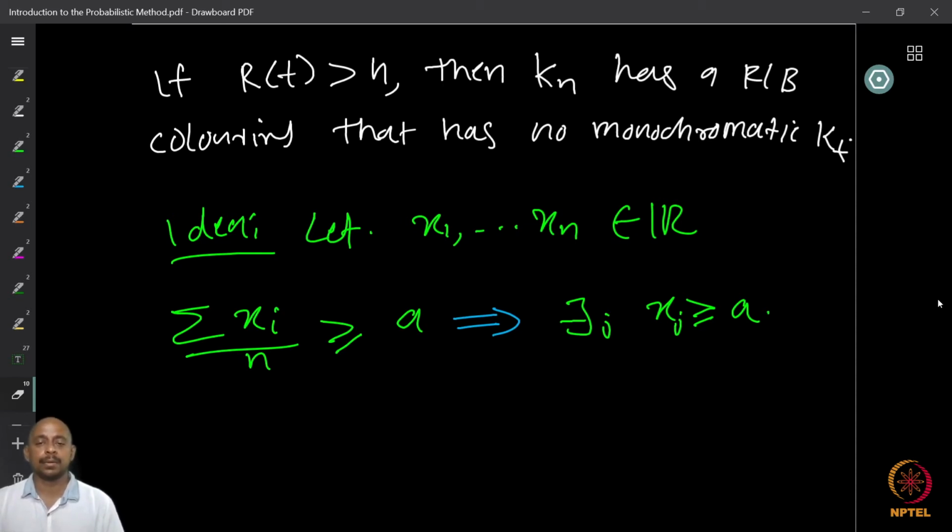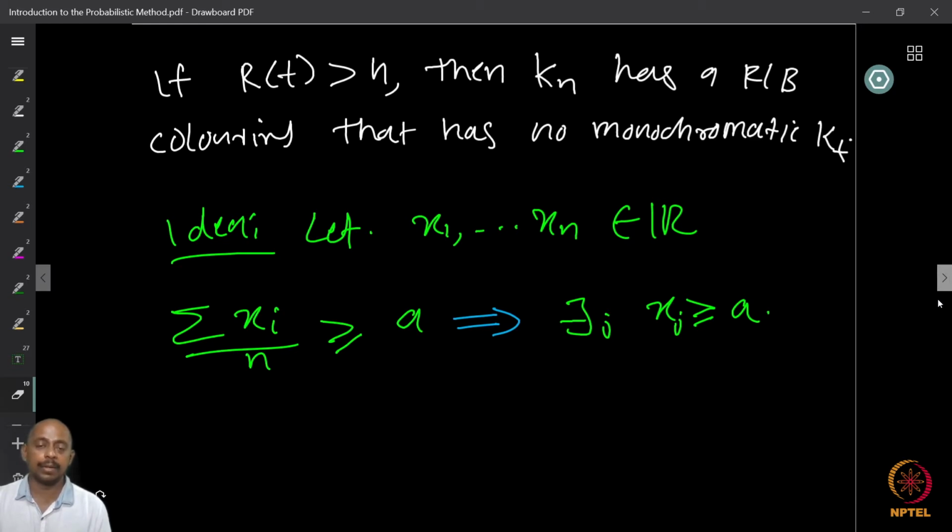You can immediately conclude that there must be at least one of the xi's which is greater than or equal to a. Because otherwise, if every number is less than a, then the average will also be less than a. So without knowing what the numbers are, or how many there are, we can still say that at least one of them must be at least this large.